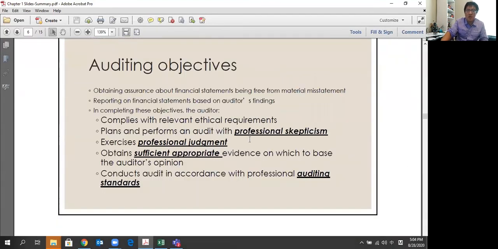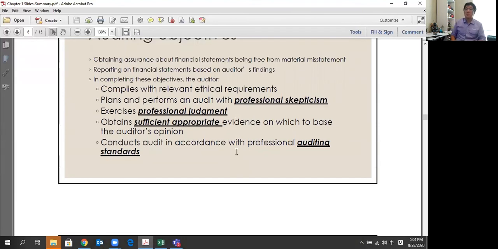And by doing this, auditors have to have professional skepticism, they need to exercise professional judgment, they need to have sufficient appropriate evidence, and they need to conduct the audit in accordance with auditing standards, right? What do those mean? Professional skepticism, what does this mean?